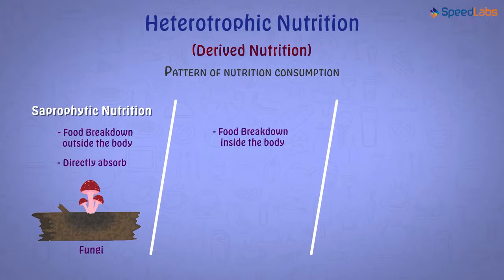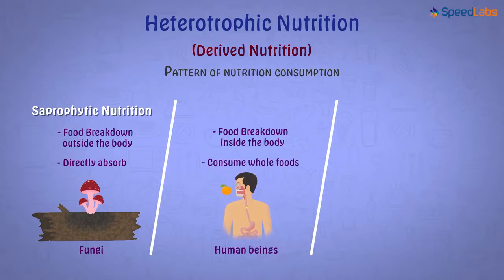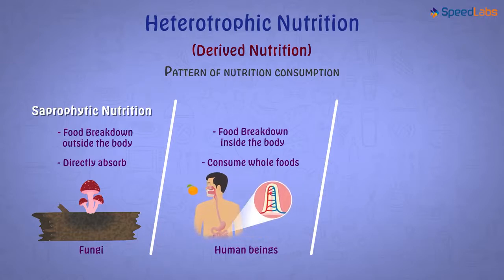And who else can be a better example than humans in this category? So this type has all the organisms like us that consume whole foods. This food is then broken down inside their bodies. The process of food digestion is then completed by absorbing the nutrients into the bloodstream. Such a type is usually referred to as holozoic nutrition.